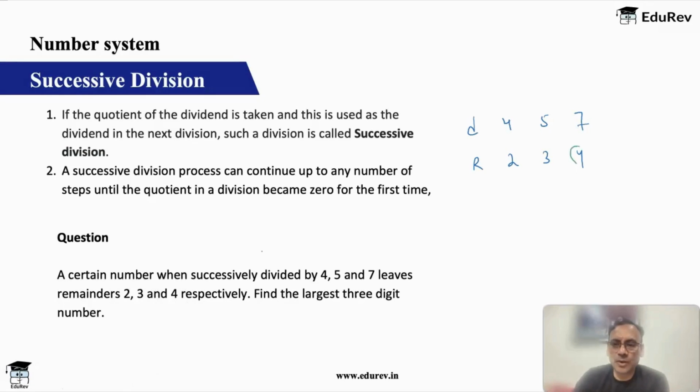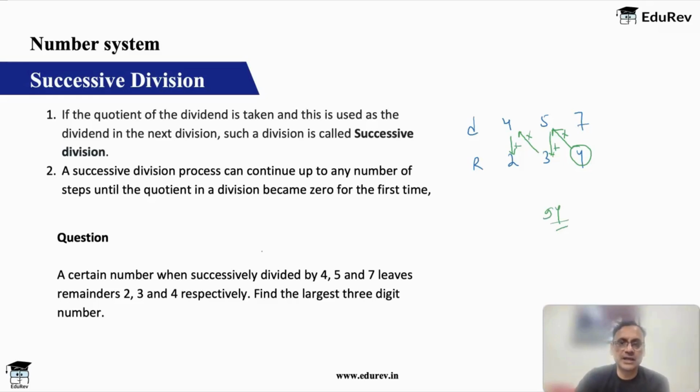you start from the bottom remainder, multiply this. 5 into 4. How much do you get? 20. Add this. How much do you get? 20 plus 3. So you are multiplying the diagonal, you are adding the vertical. So 4 into 5 is 20, 20 plus 3 is 23. Again multiply the diagonal. 23 into 4 is 92 and 92 plus 2 is 94. That's how you get 94.